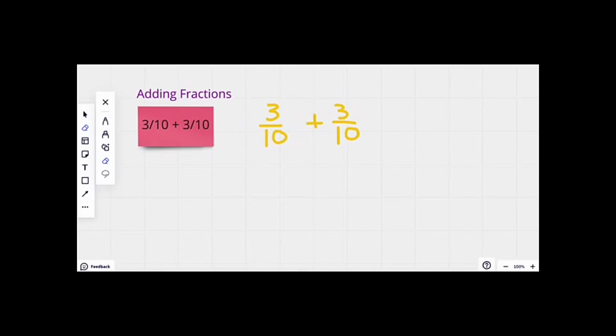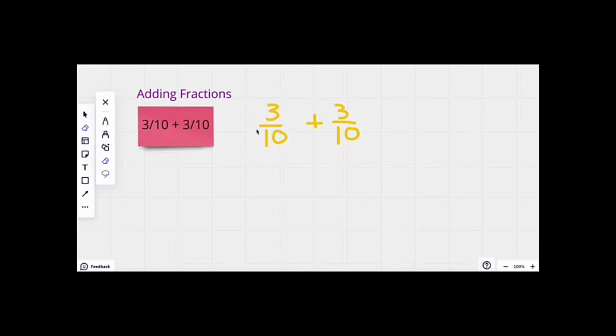Adding fractions. Okay, today we're going to begin looking at how to add fractions, and it's going to be the same thing for subtracting fractions, but we'll do that on another day. So we're going to focus on adding fractions. So number one thing that we need to look at when adding fractions is taking a look at the denominator.